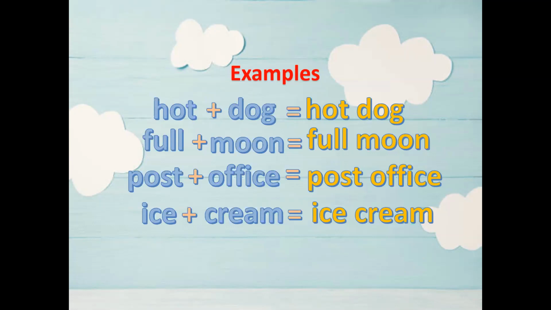Remember, dog, that is an animal. But when we combine the two words, we say hot dog, but it's not a dog. Okay, it's a kind of food. Then we have food.